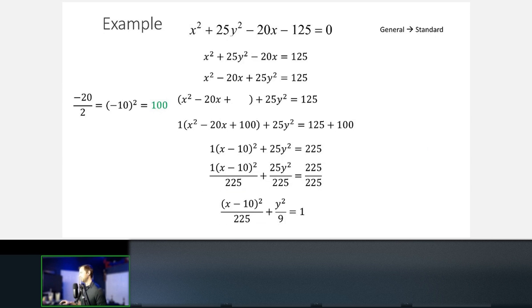Remember, never put the 1 in front. Never have the 1 coefficient, not needed. And then, of course, equals 1. Also, something to note, ellipses will always have a plus sign in between. So you're going to have your X term here plus your Y term here equals 1.